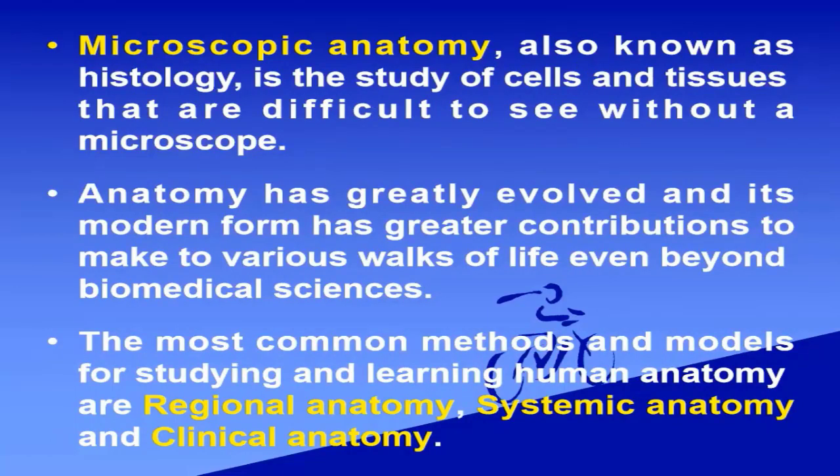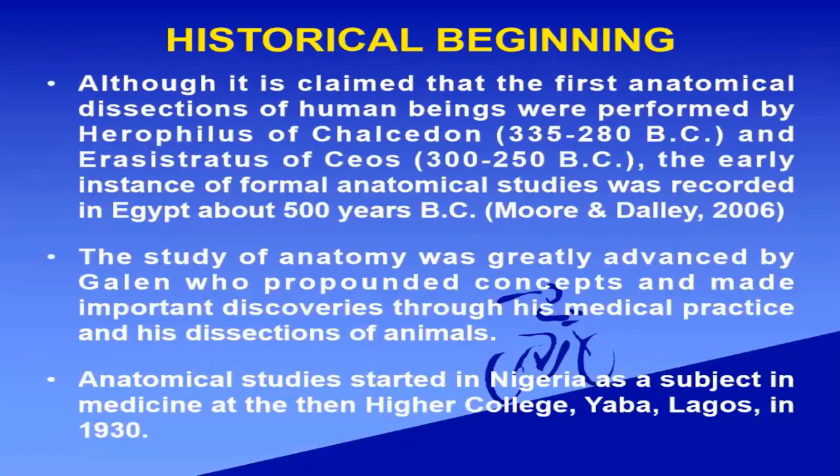As we have gross anatomy, we also have microscopic anatomy, also known as histology. It is the study of cells and tissues that are difficult to see without the use of a microscope. Anatomy has greatly evolved, and its modern form has greater contributions to make to various walks of life, even beyond biomedical sciences. There are several methods of and models for studying and learning human anatomy, but the most common ones are regional anatomy, systemic anatomy, and clinical anatomy.